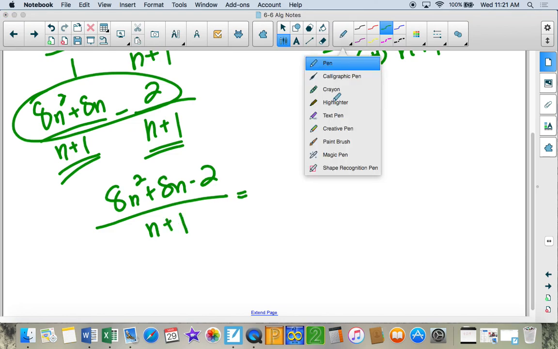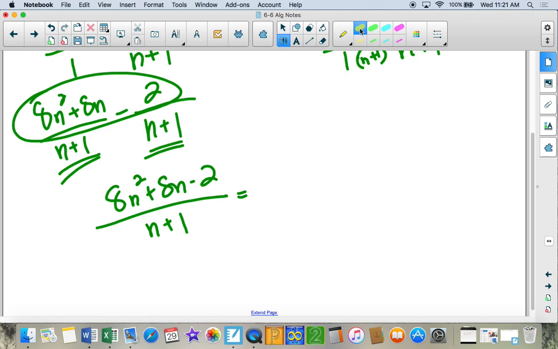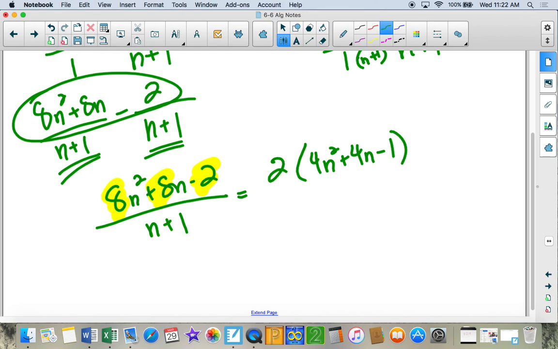This is a place where most students forget to do. We see that we have 3 terms we want to factor, but notice first that we can factor out a common term. Factor out a 2, we get 4n squared plus 4n minus 1 all over n plus 1. Now we want to see if we can factor this. So we're going to do a times c, 4 times negative 1 gives me negative 4. My signs are different.